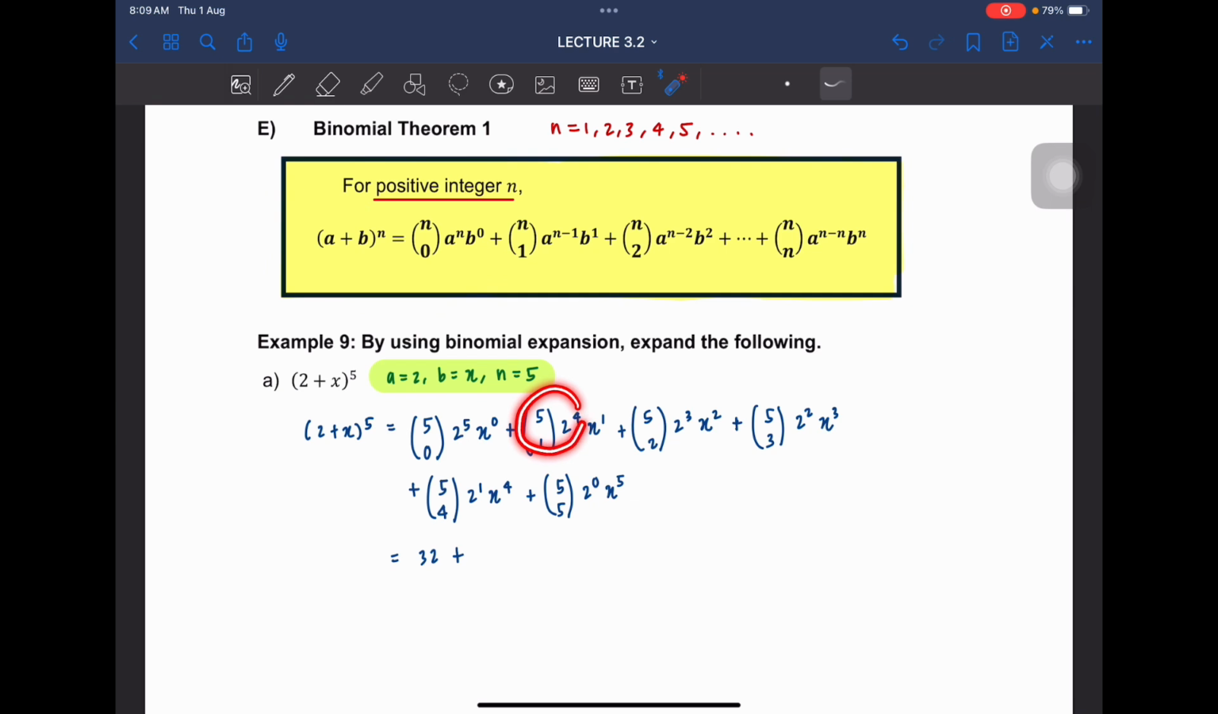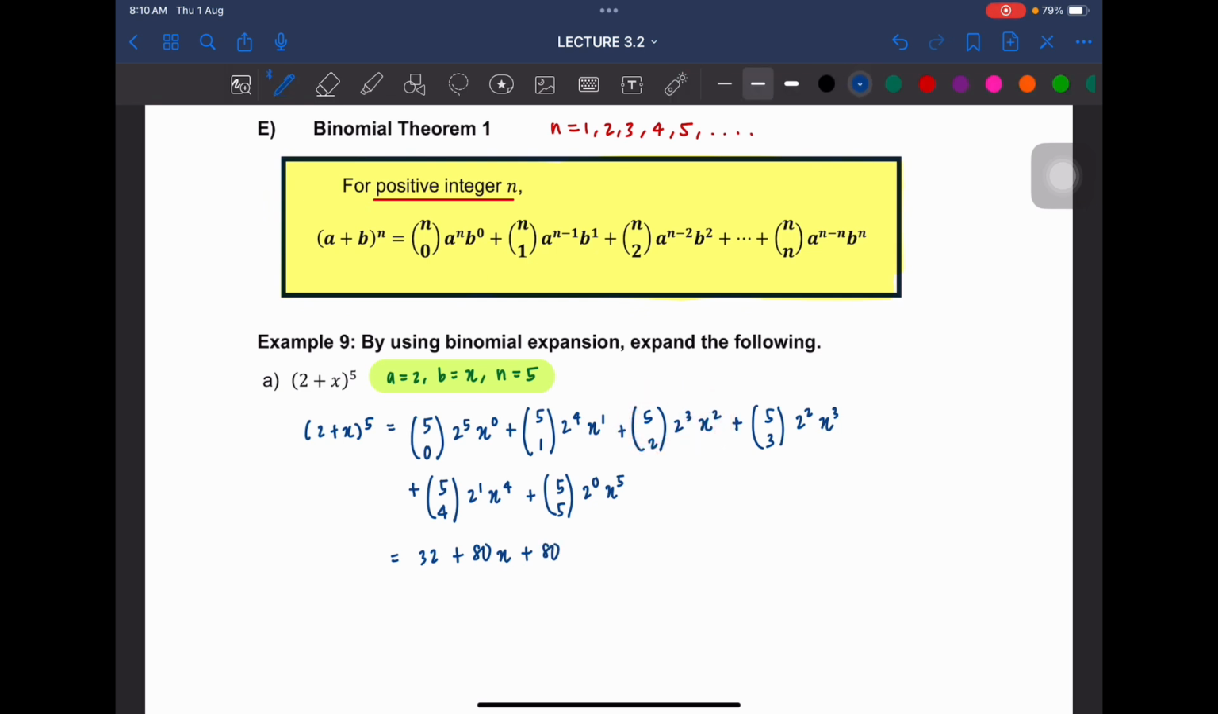Sorry, you calculate this one using your calculator. You're going to get 80. So 80. And then you have x over here. So x to the power of 1 is x. Okay, next one, we have this one. So we have x squared. And then this one, you just need to press your calculator. You're going to get 80 also.